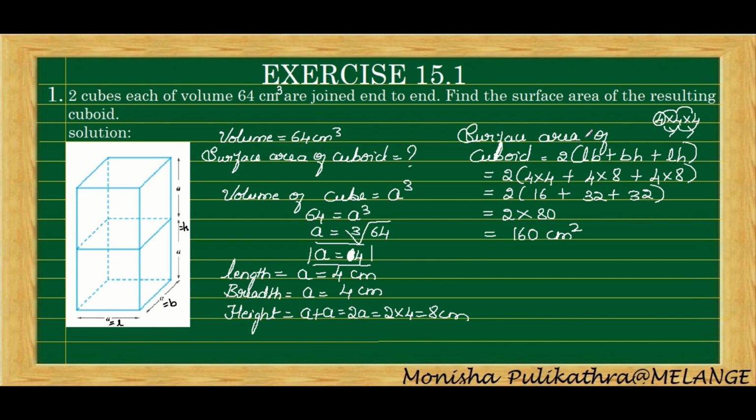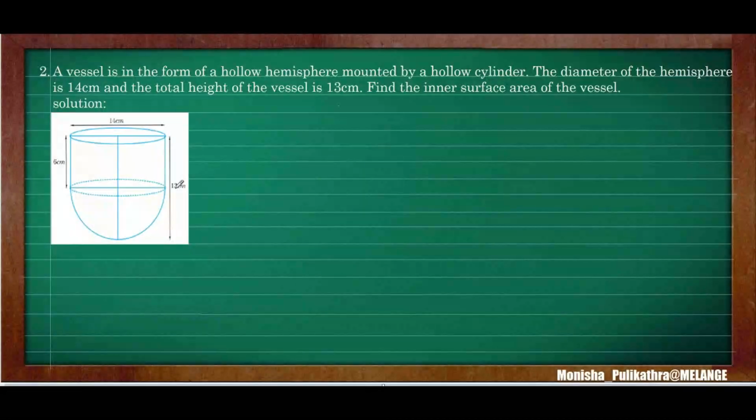If they ask surface area, then it will be centimeter square. If they ask volume, then it will be centimeter cube. So surface area is equal to 160 centimeter square. Okay, I hope you understood this. Moving on to the second question.